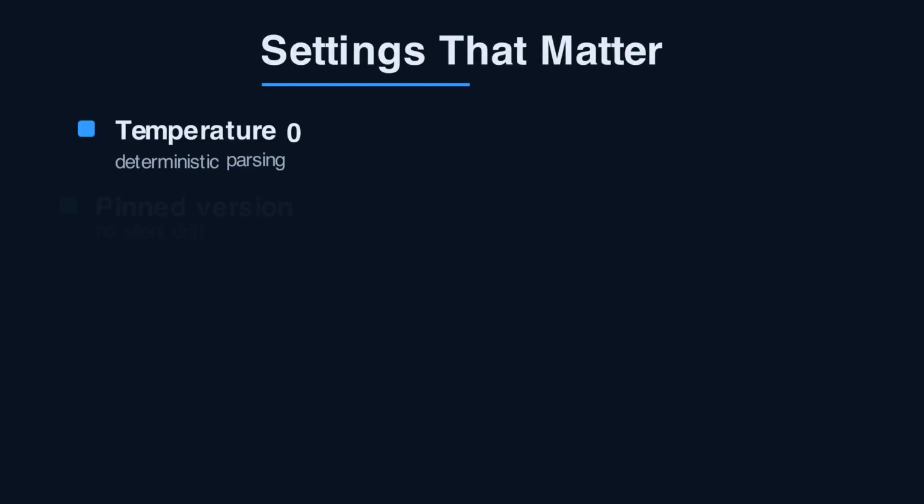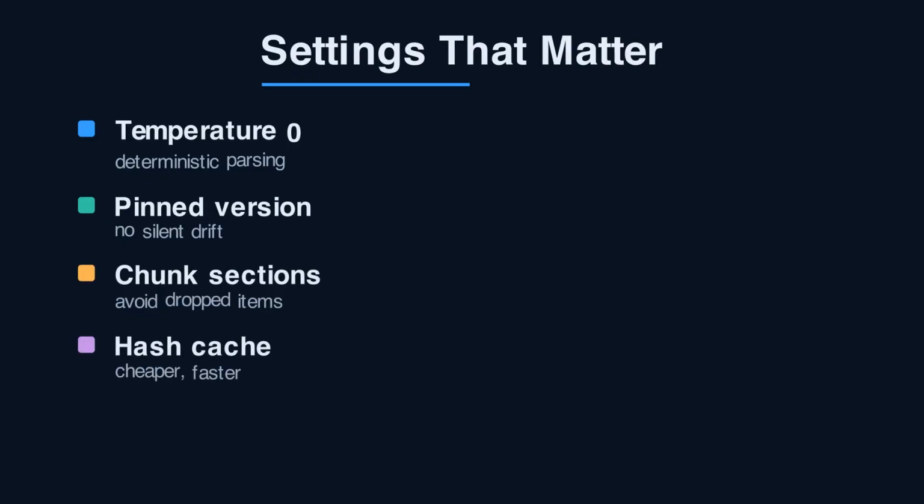A few settings carry the whole system. Set temperature to 0 for consistent parsing. Pin the model version, so upgrades don't silently shift output. Detect source language from the read output, then translate explicitly. Chunk long menus. One giant prompt drops items in the middle. Send sections and merge. Cache results by image hash. Menus rarely change, and this cuts cost and latency hard.